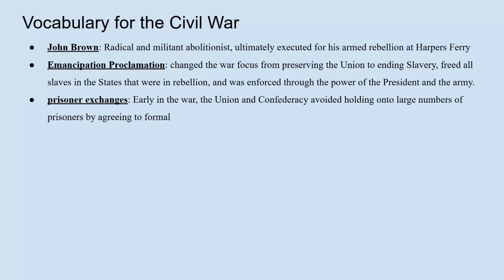Early in the war, the Union and Confederacy avoided holding on to large numbers of prisoners by agreeing to formal prisoner exchanges. The idea is that they would exchange prisoners back and forth. So if you capture 2,000 Union prisoners as the South, you exchange them for 2,000 Northern prisoners. This was a normal habit because these are guys who could then be thrown back into circulation. As the war goes on, the North does that less and less.